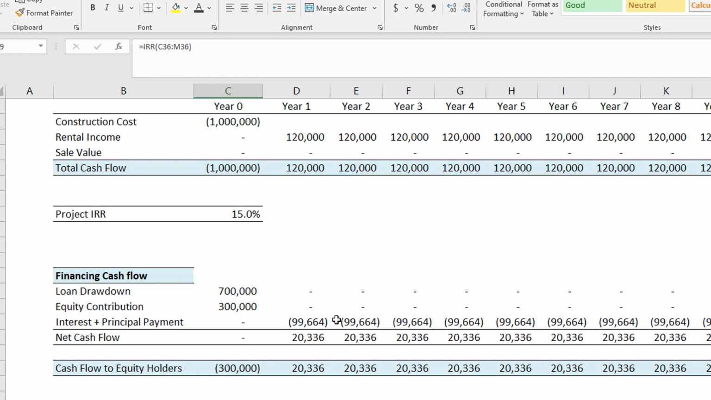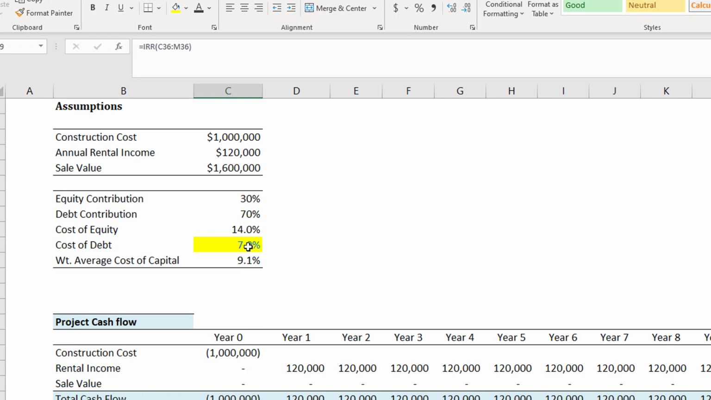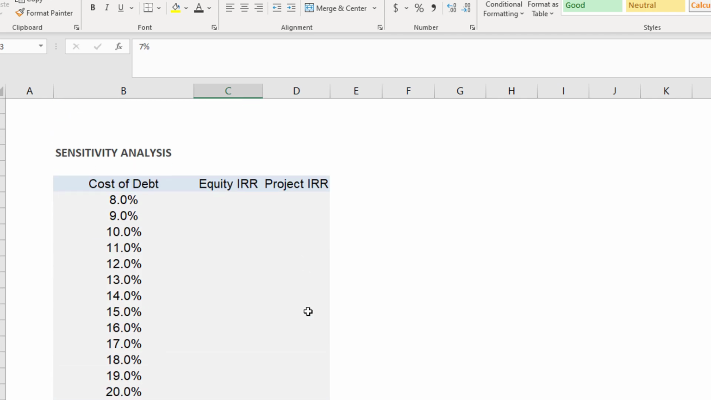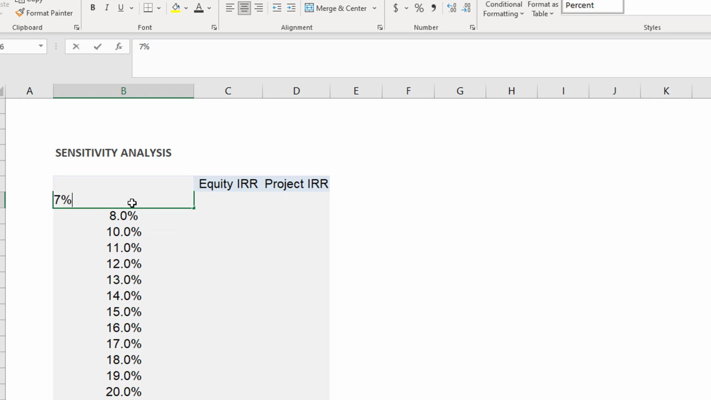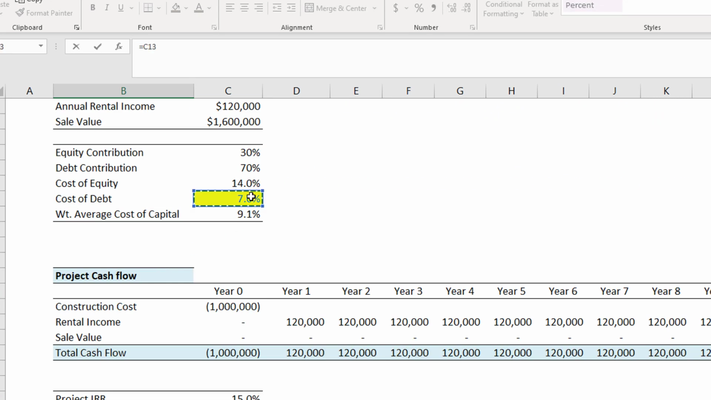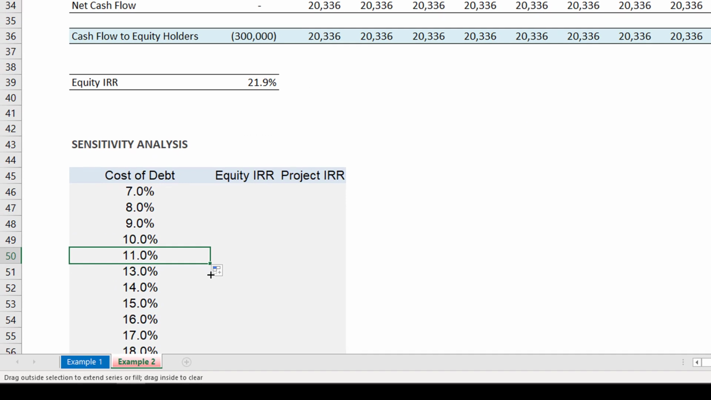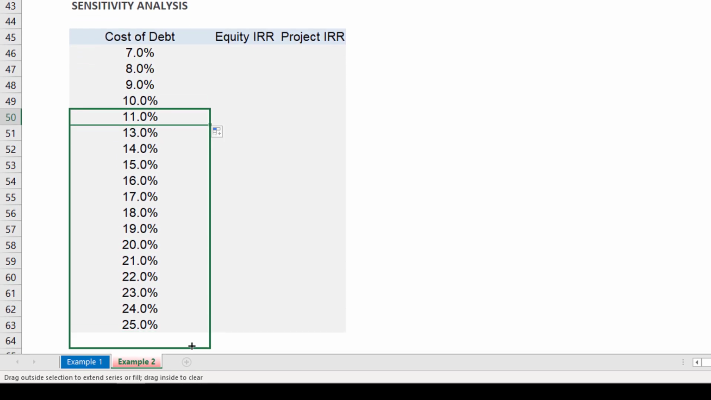But I need to explore what is the relationship between these two as the cost of debt changes. So I'll just create a sensitivity table here. I have the cost of debt, the base is 7%. That's okay. And then you have 8%, and I will just make it equal to this plus 0.01. Then 9%, 10%, 11%. I'll just drag it down to say 25%.